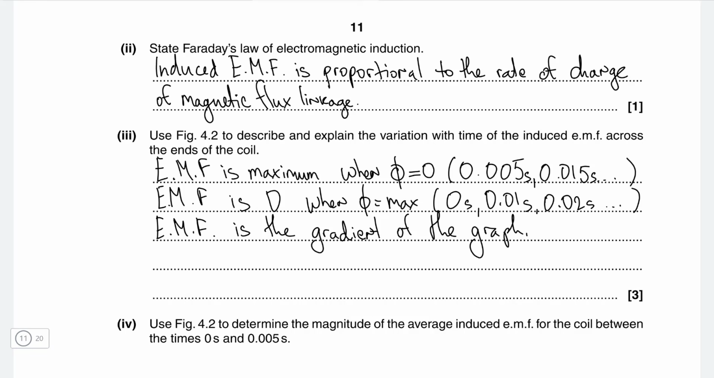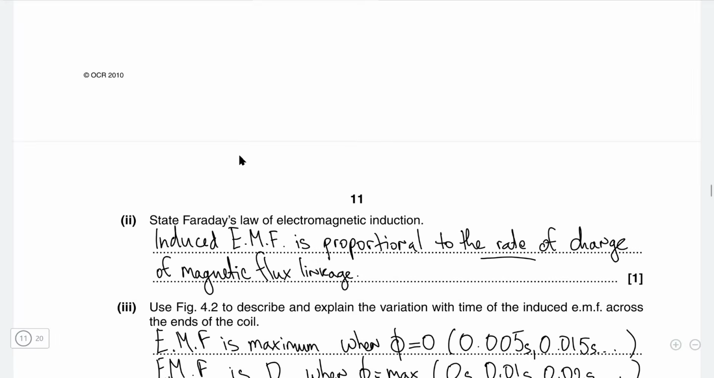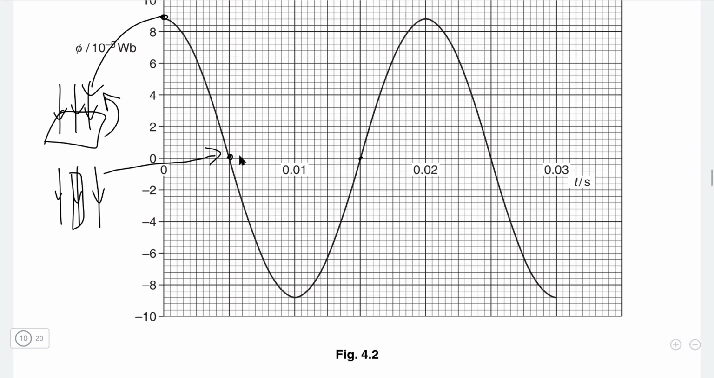So part II, state Faraday's law of EM induction. This keeps appearing again and again. The induced EMF is proportional to the rate of change of magnetic flux linkage. It's really important that we use the words rate of change. Use the figure to describe and explain the variation with time of the induced EMF across the ends of the coil. Okay, well, let's use this figure.